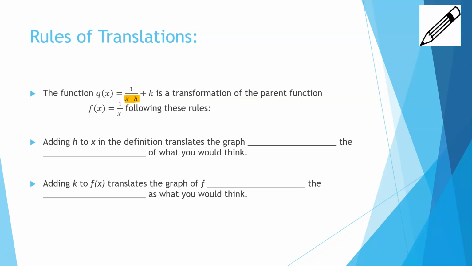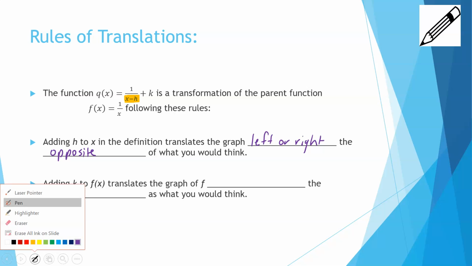So when I see that x minus h in the denominator with the x, that is considered grouped with the x because it's in the denominator of the fraction with it. So get this written down. Adding h to x in the definition translates the graph left or right the opposite of what you think. And again, that's because when h is in the denominator with x, it's considered grouped with x. Just like before, when it was in parentheses with the x, it was considered grouped with the x. It was the left or right opposite of what you think.